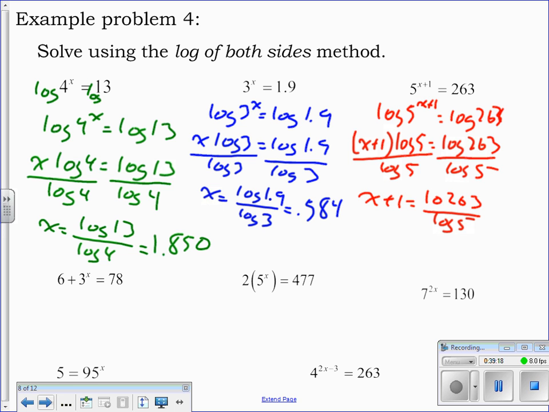Subtract 1 from both sides. Notice I kept the x plus 1 because that was my whole exponent together. Subtract 1, x equals the log of 263 divided by the log of 5 minus 1. And then I plug it into my calculator. I don't plug it into my calculator until my final step. Do not take the logarithms until you're ready to finish it out. Keep them written as logarithms till the very end.